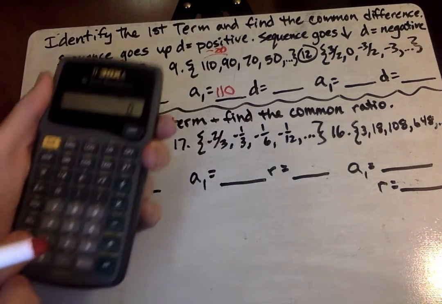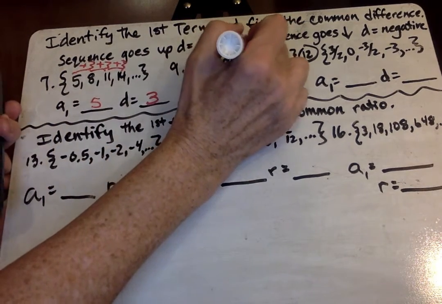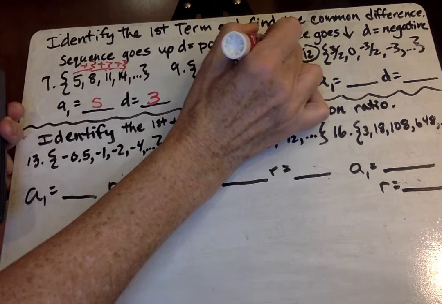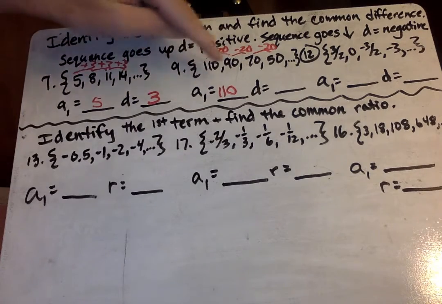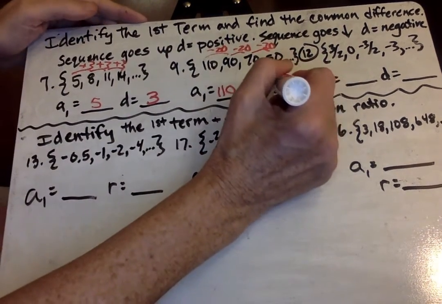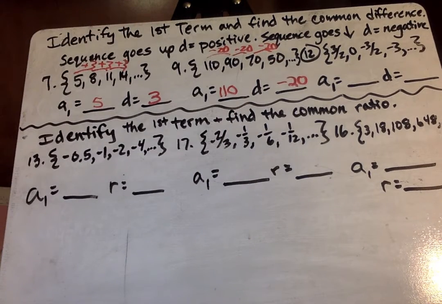So then we can say, is 90 minus 20 70? Yes. Is 70 minus 20 50? And that answer is yes. So D, see how the numbers are going down? You're adding a negative number. So D is negative 20. Next, we're going to go on to number 12.